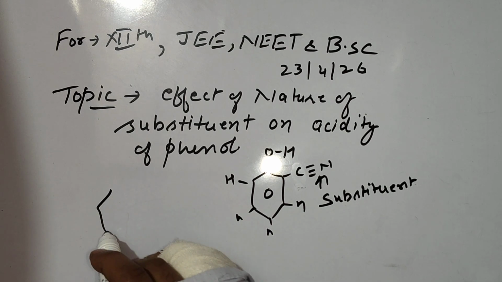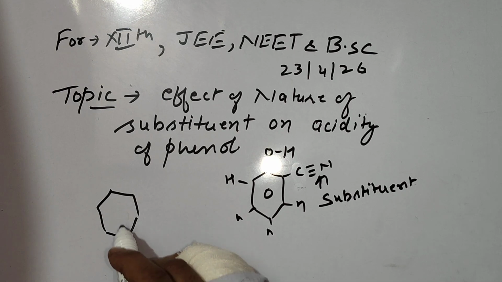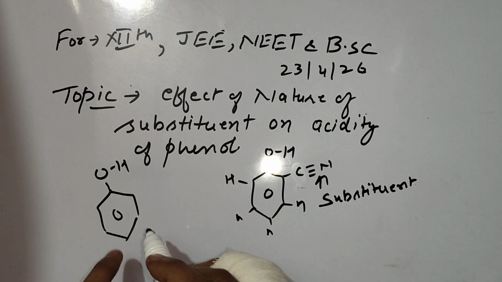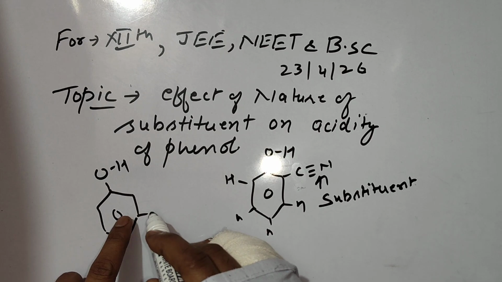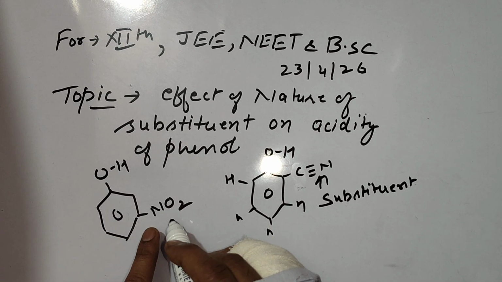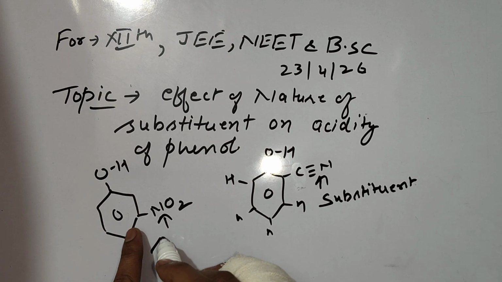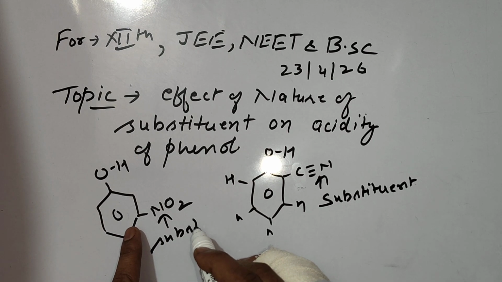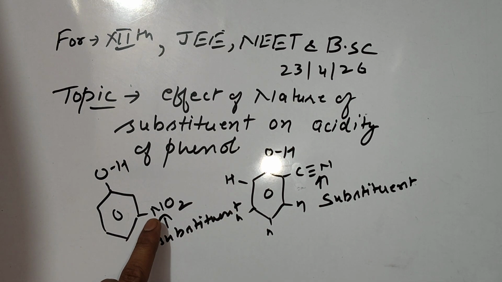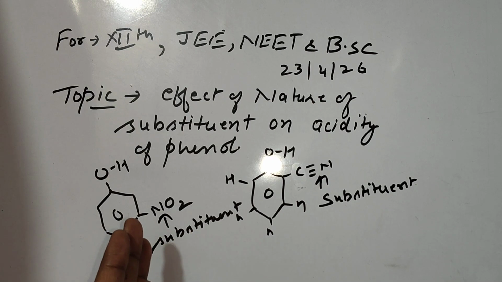Another example. This is normal phenol. Suppose here at the place of hydrogen, NO2 group is joined. So this NO2 is known as substituent because it has substituted the hydrogen which was present here. So such functional groups which are joined on a benzene ring by replacing hydrogen are known as substituent.